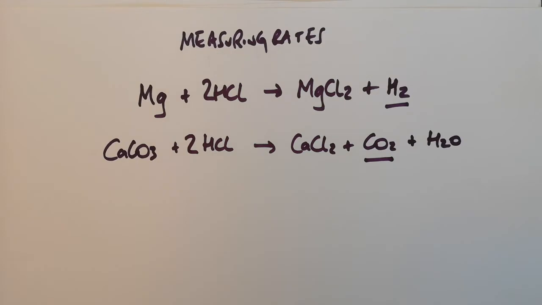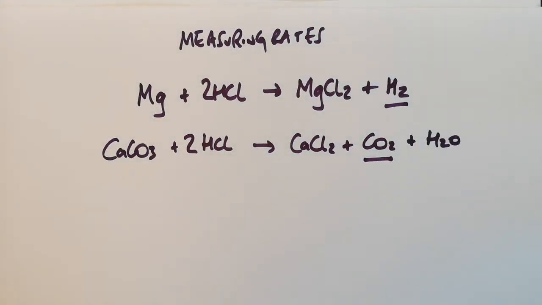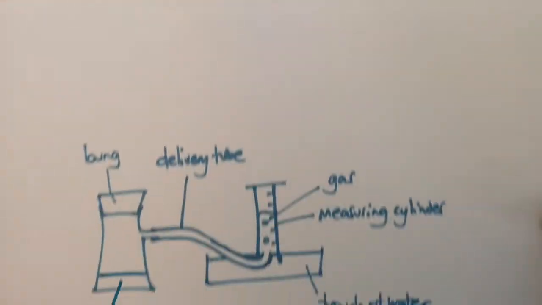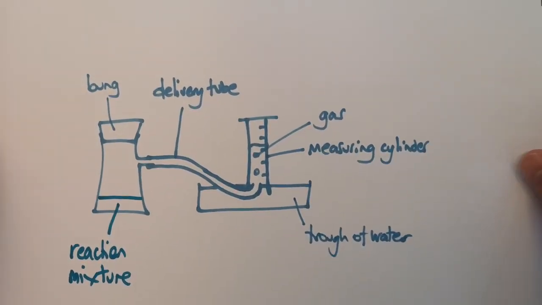The first way is by actually measuring how much gas is produced every, say, 10 seconds so we can put it on a graph. So I'm going to show you an experimental setup that would allow us to do that. And you might have seen this before. Forgive the crudity of the drawing, I'm not an artist.